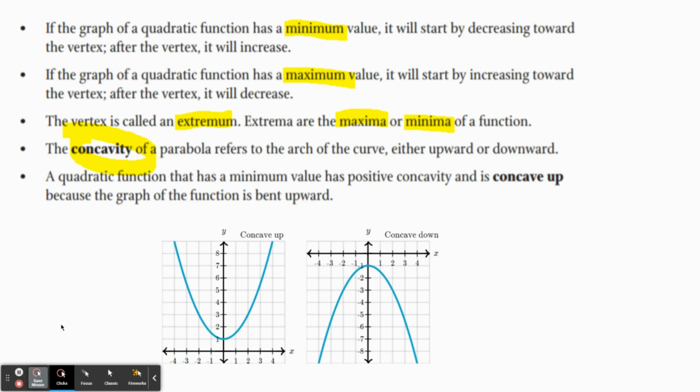Next thing we're going to look at is concavity, and we kind of already talked about it. Concave up means it's opening in an upward direction, and then concave down is a downward direction. Watch out for the fancy words like extremum or maxima or minima. It just means the max or minimum value, and which always in a quadratic refers to the vertex.